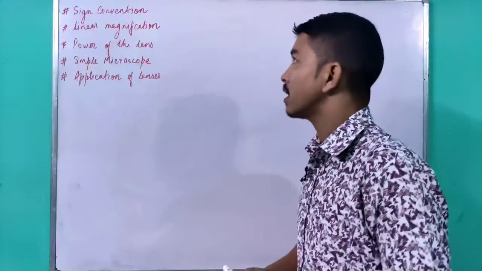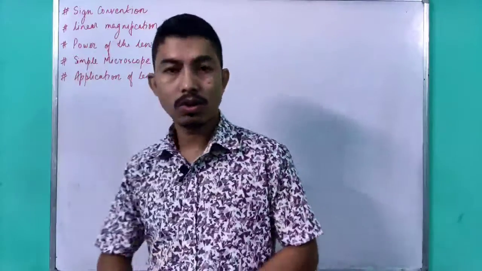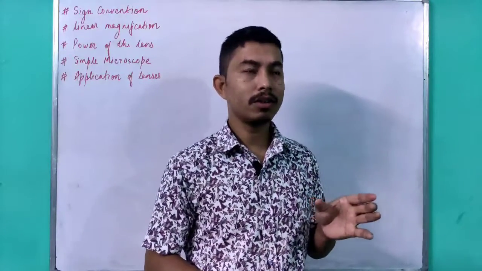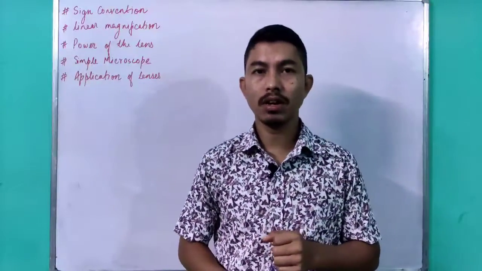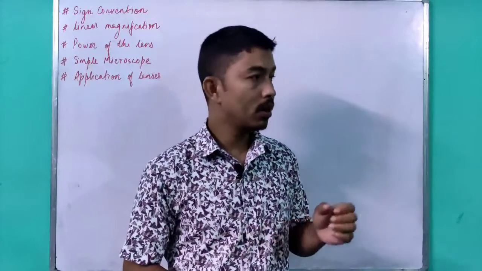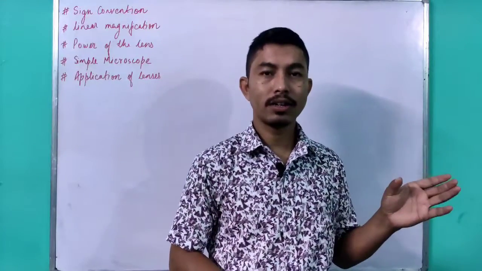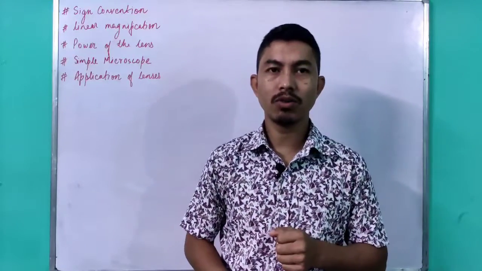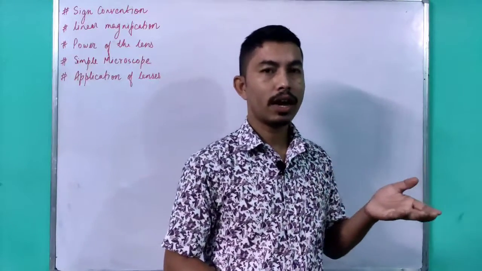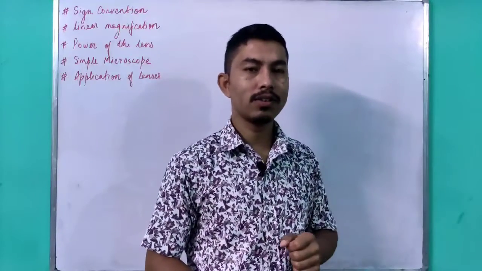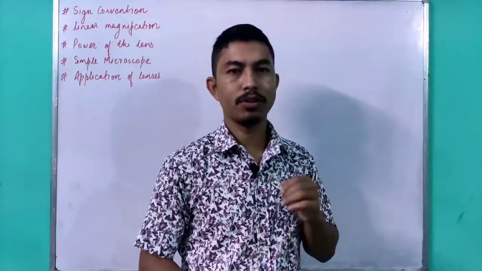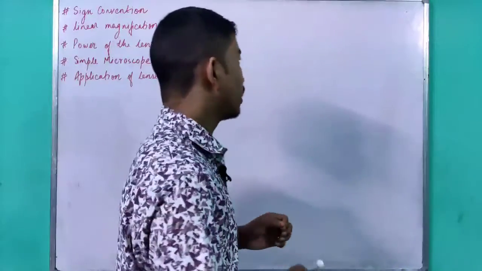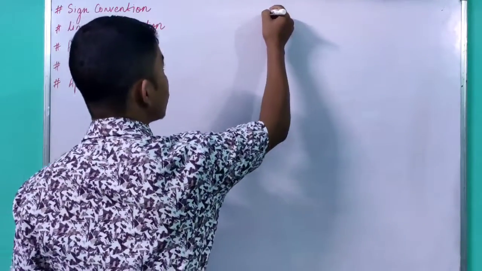Now coming to the sign convention rule, any distance that is measured in the direction of the incident ray is considered to be positive, and any distance in the direction opposite to the incident ray is considered to be negative. Any distance above the principal axis is taken to be positive and below the principal axis is taken to be negative. So following this rule, let us see for a convex lens.